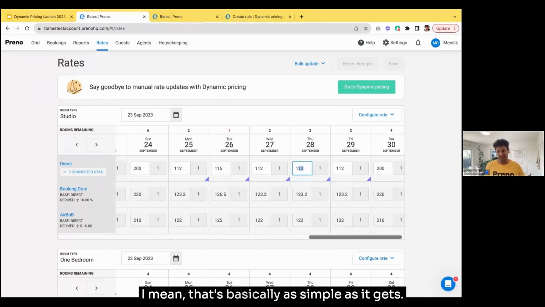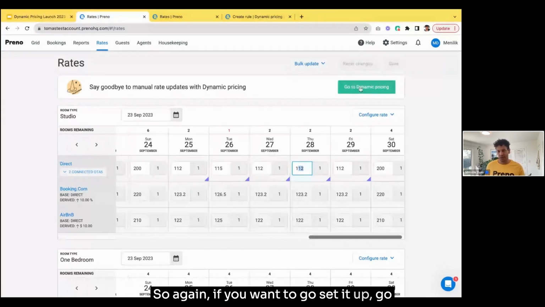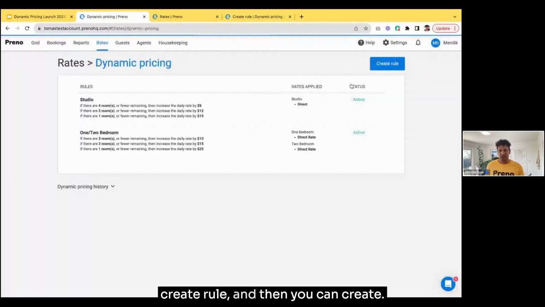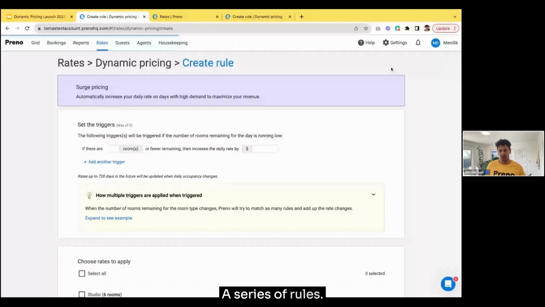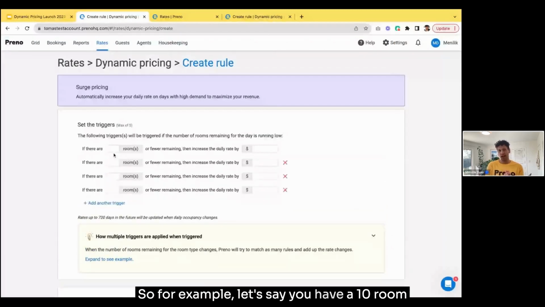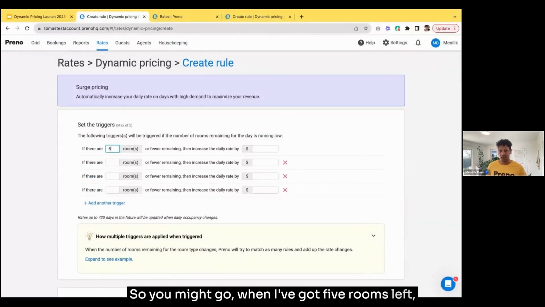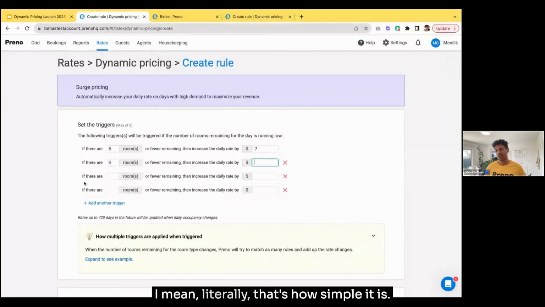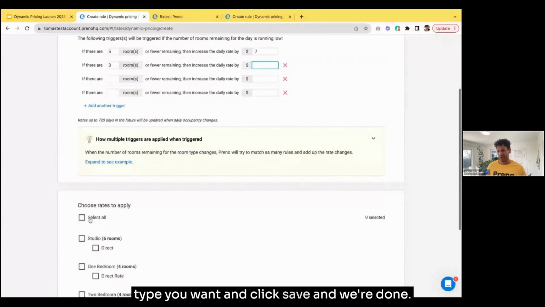I mean, that's basically as simple as it gets. That's literally how it works. So again, if you want to go set it up, go to your rates, go to dynamic pricing, go create rule, and then you can create a series of rules. So for example, let's say you have a 10-room property and you've got one room type. You might go, when I've got 5 rooms left, increase it by $7. When you've got 3 rooms left, increase it by X, and so on and so forth. Literally, that's how simple it is. And then you apply it to whichever room type you want and click save, and we're done.